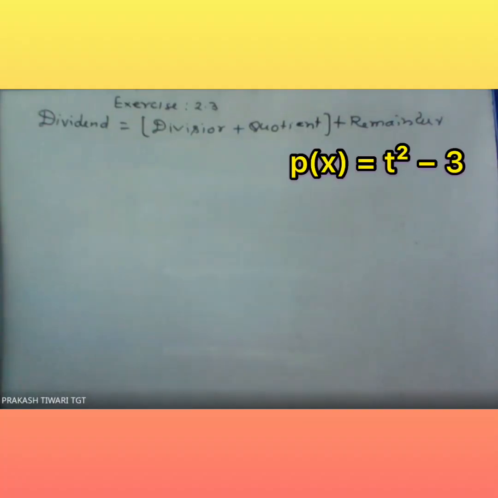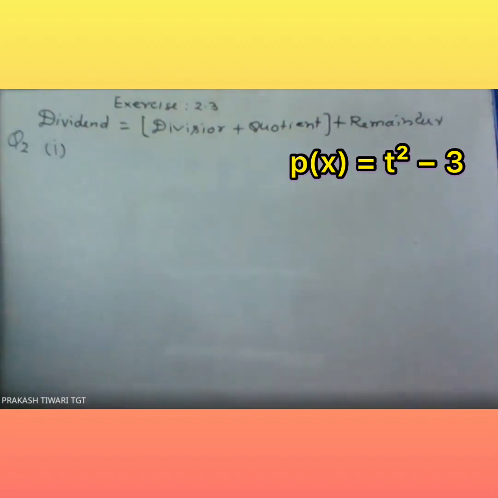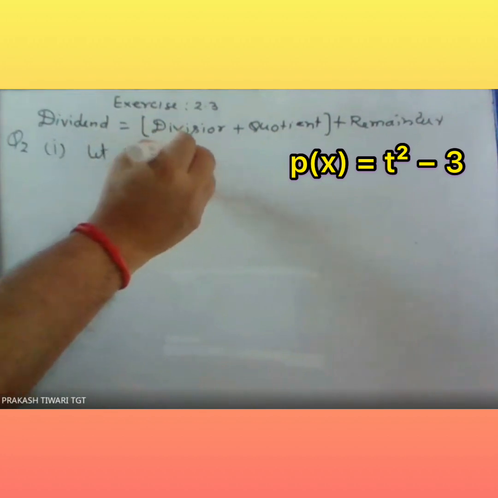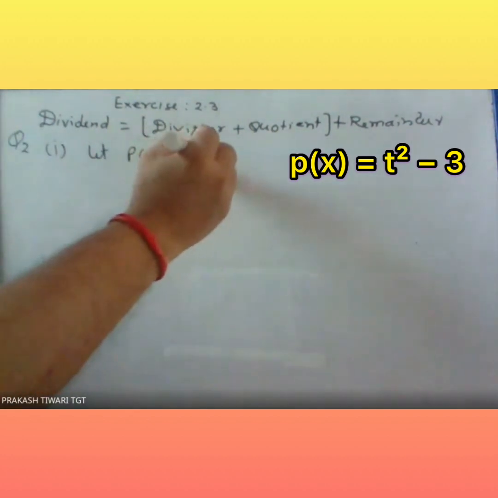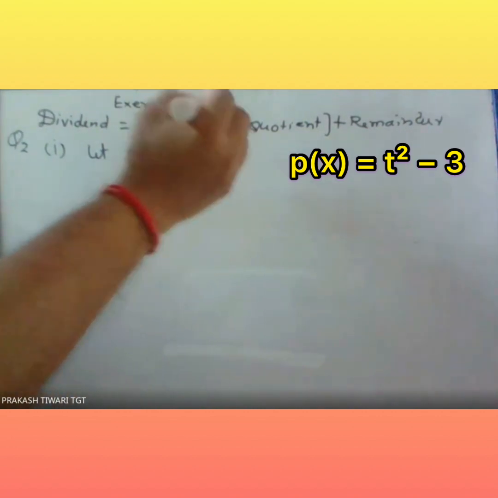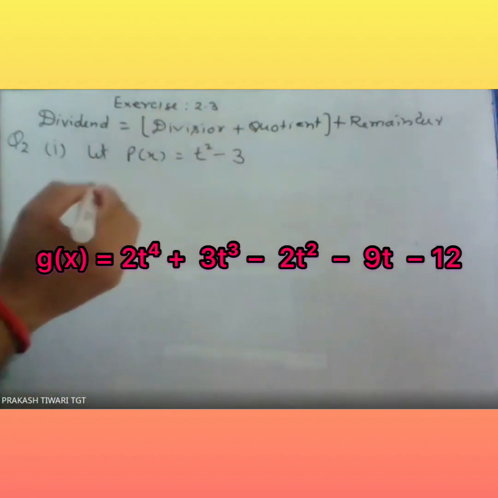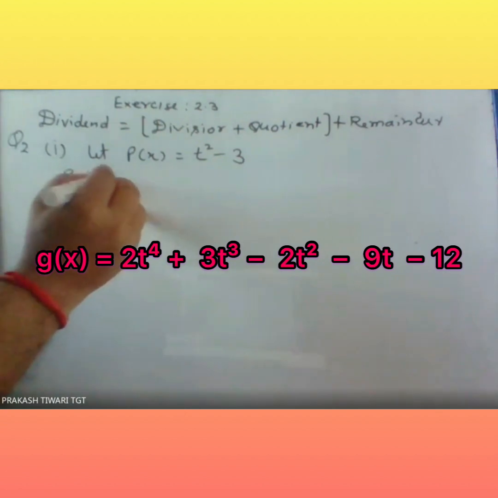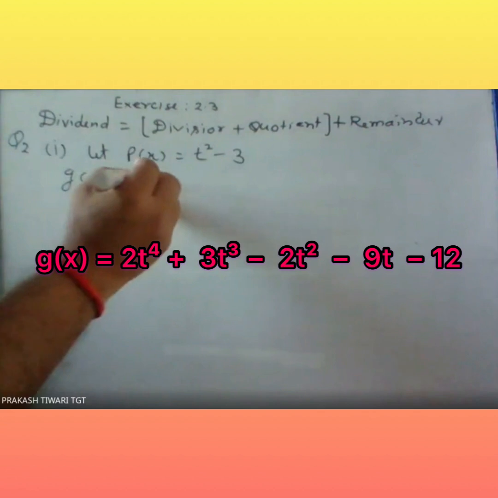That is t square minus 3. Question number 2, and here part number first, and it is given that let, you will write it as let px equal to t square minus 3. T is the variable here, t square minus 3, and let another polynomial gx equal to 2t raised to the power of 4.